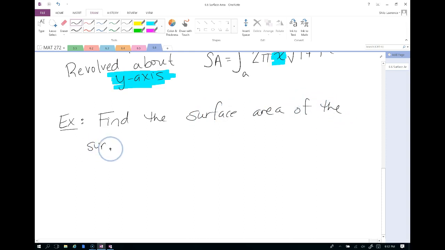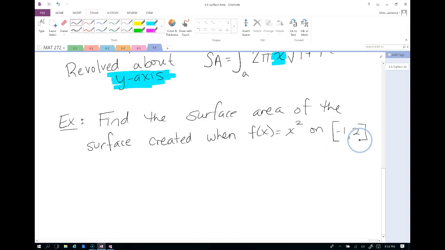Of the surface that's created when f of x equals, let's just stick to something simple for now, let's say x squared on -1 to 2 is revolved about the x-axis.